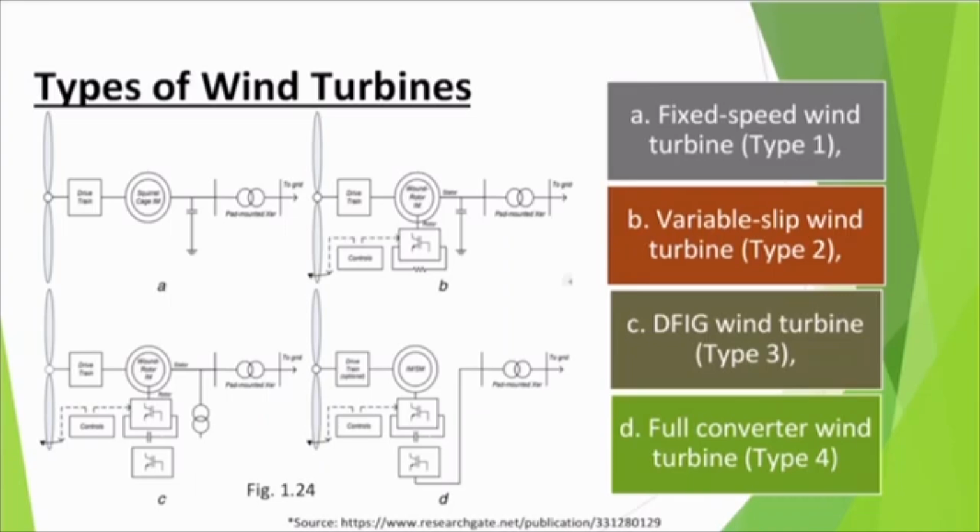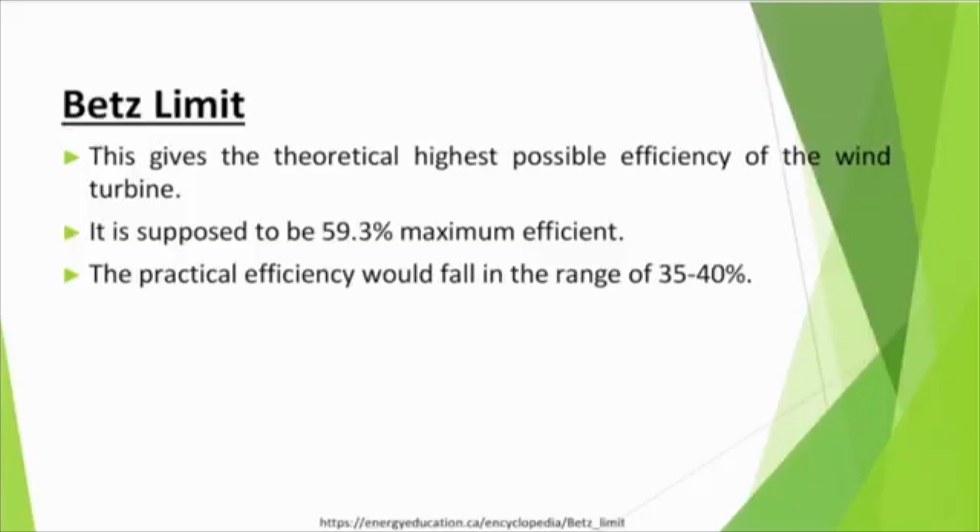So depending upon the technology, any kind of configuration is acceptable, but most popularly today type 3 is very commonly used, though other technologies are still in the market. Now there is one important concept that we need to understand, which is known as Betz's limit. This gives the theoretical highest possible efficiency of the wind turbine. If you have a wind turbine, how do you increase its efficiency, what would be the speed where maximum power can be produced, what would be the architecture and technology so that maximum energy can be produced, similar to solar.